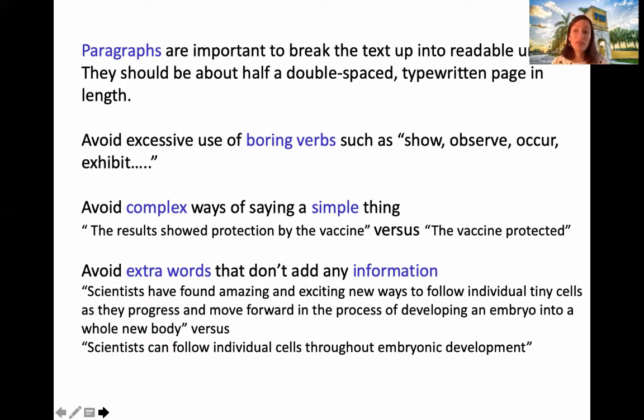Here we want the opposite, because we want every sentence to be informative and every space to be used for critical information. So we look at the sentence here at the bottom. "Scientists have found amazing and exciting new ways to follow individual tiny cells as they progress and move forward in the process of developing an embryo into a whole new body." What is that sentence really trying to say? It could be summarized as "scientists can follow individual cells throughout embryonic development." And there you have the same information and much shorter.